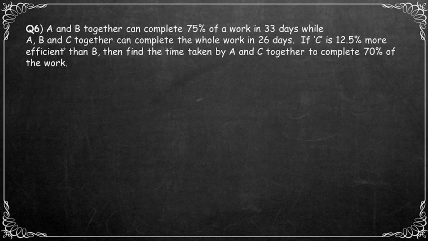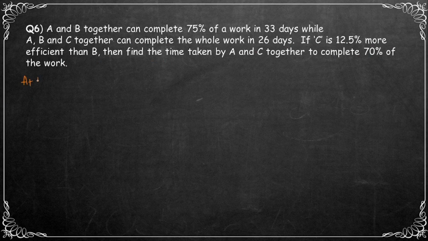Question 6. A and B together can complete 75% of a work in 33 days, while A, B and C together can complete the whole work in 26 days. If C is 12.5% more efficient than B, then find the time taken by A and C together to complete 70% of the work.